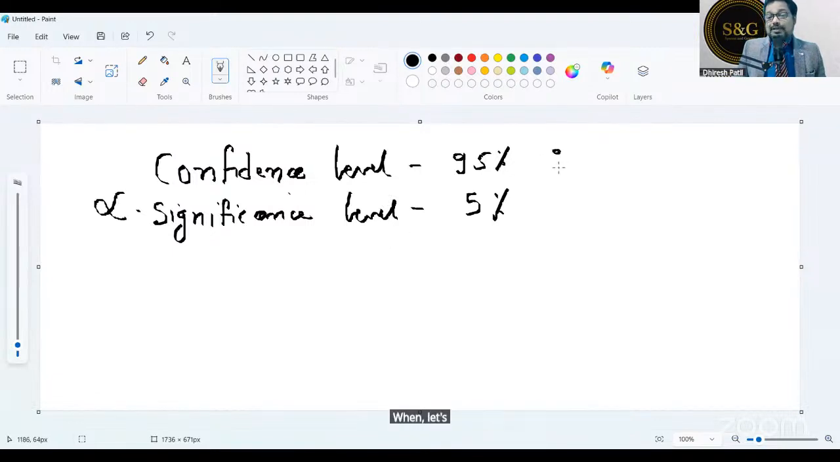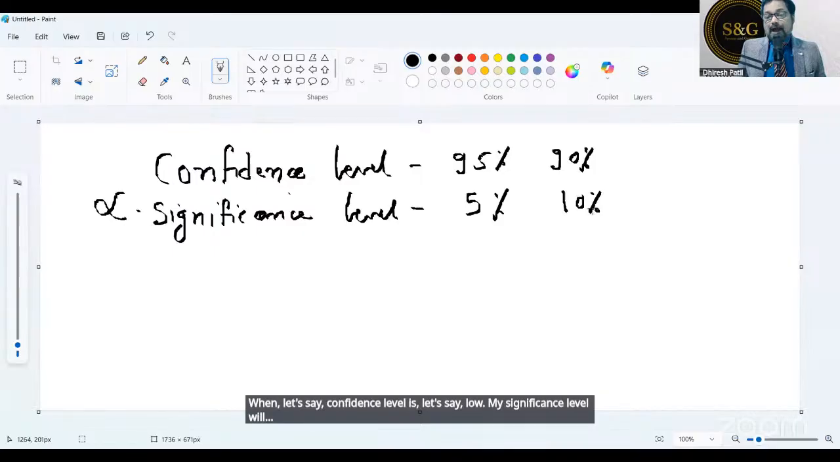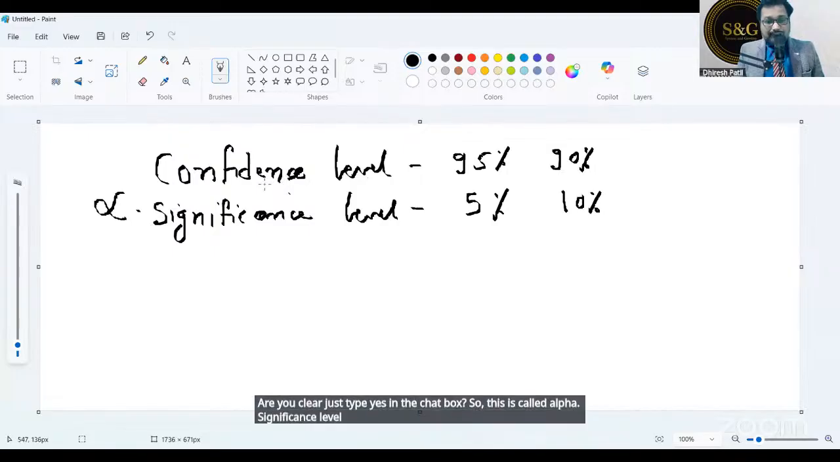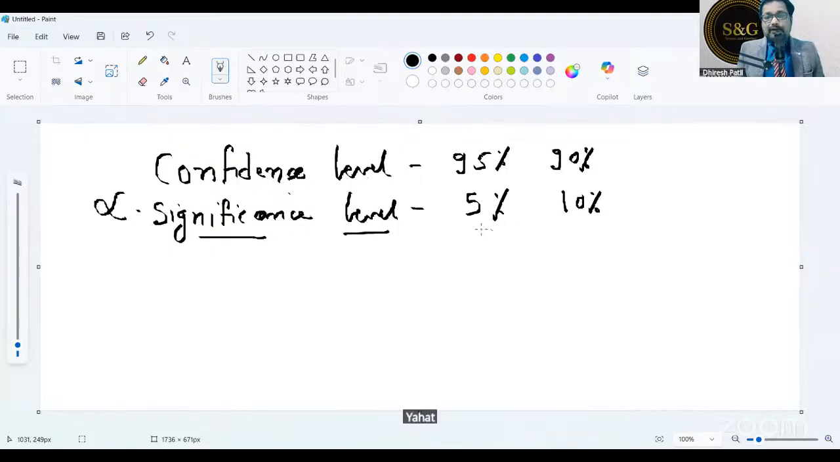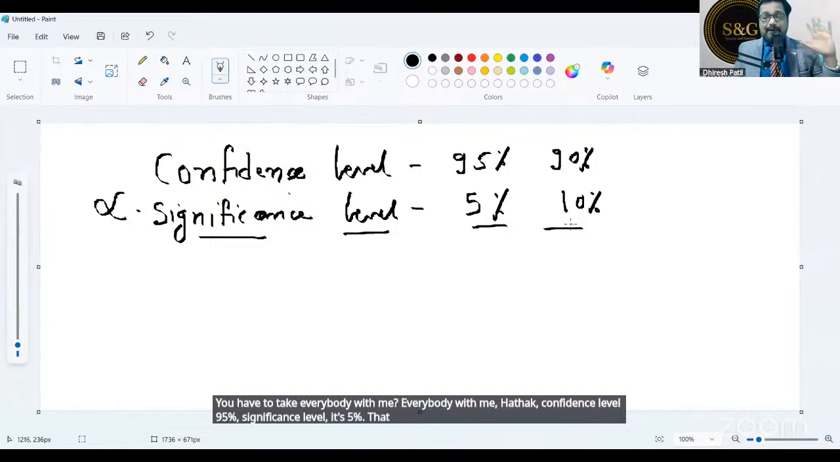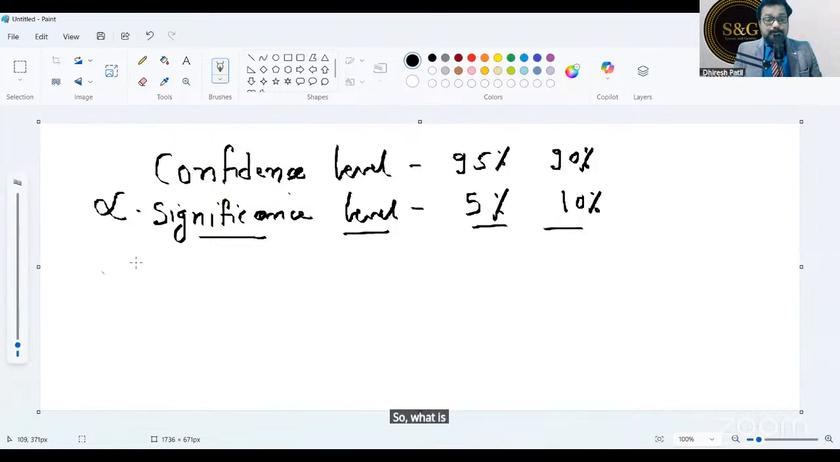So when the confidence level is 95%, the significance level is 5%. If the confidence level is low, the significance level will be high. Confidence level and significance level add up to 100%. Are you clear? Just type yes in the chat box. This significance level is called alpha. Everybody with me till here? Confidence level 95%, significance level 5%, that is called alpha. So what is the p value? You can define the p value as the attained significance level.